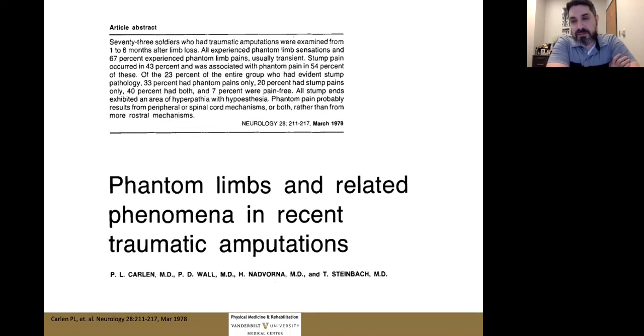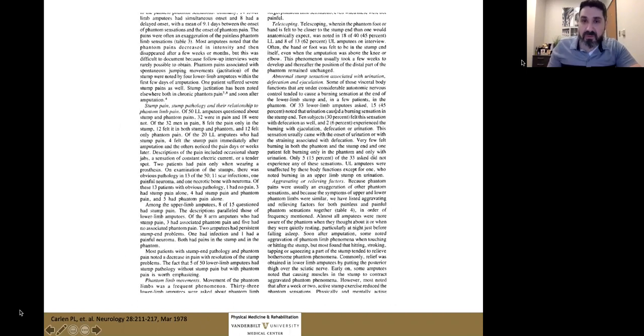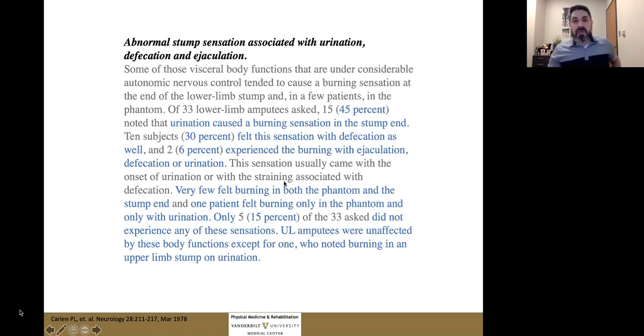Okay, and I'm catching wind of this because the next time I see the patient for their prosthetic care supplies, I'm like, you've had interval visits. I'm like, wait, what's going on, right? They talk to me about it, and I'm like, that's a known thing, right? So here's a publication from 1978 where you can see, lo and behold, this is what the patient reported: abnormal stump sensation associated with urination, defecation, ejaculation, right? What's going on? So this is taken from the article, 45% of 33 lower limb amputees noted that urination caused a burning sensation in the stump end.